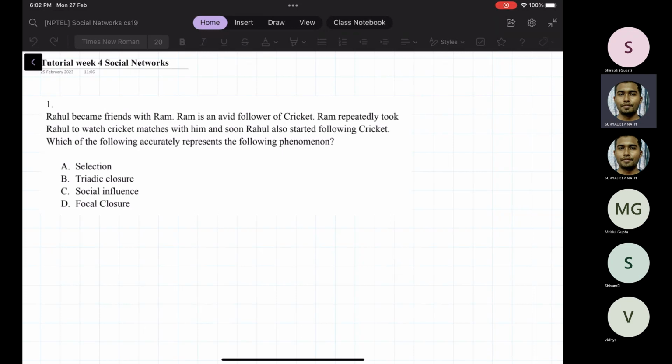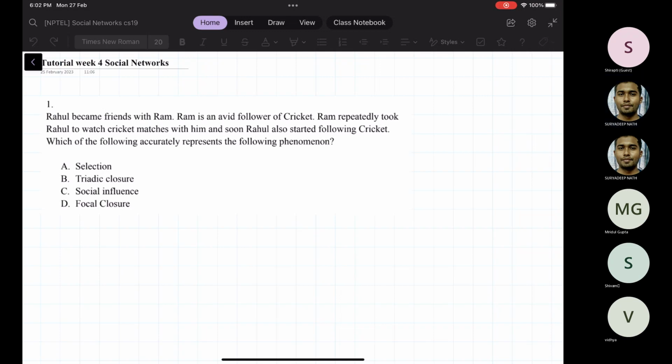Rahul became friends with Ram. Ram is an avid follower of cricket. Ram repeatedly took Rahul to watch cricket matches with him, and soon Rahul started following cricket. Which of the following accurately represents the following phenomenon? You have four options: selection, triadic closure, social influence, and focal closure.